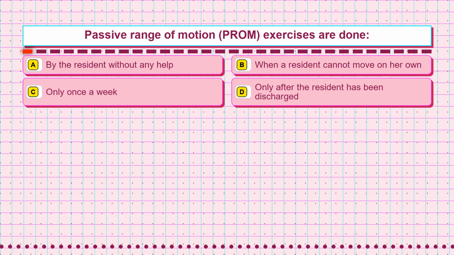Question 87. Passive range of motion, PROM, exercises are done: Option A. By the resident without any help. Option B. When a resident cannot move on her own. Option C. Only once a week. Option D. Only after the resident has been discharged.